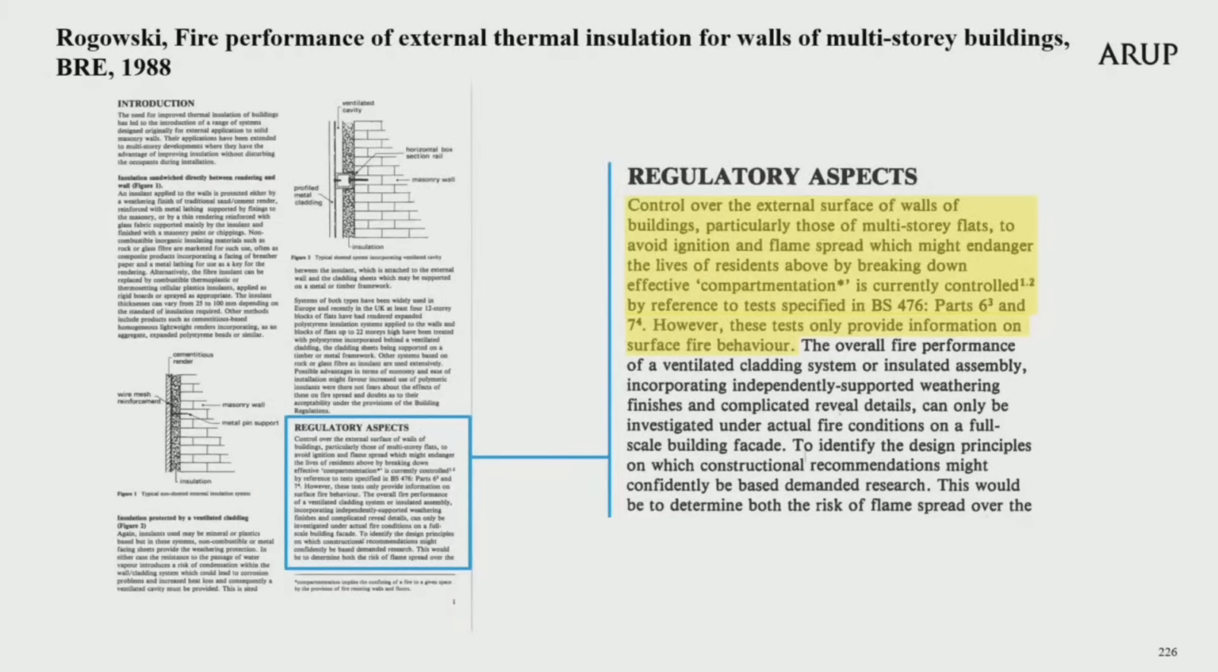Rogowski, as part of the introduction to the report, identified that control over the external surface of walls of buildings, particularly those of multi-storey flats, was controlled by reference to BS 476, Part 6 and Part 7. However, he advised that this only provided information on the surface fire behaviour, going on to state that the overall fire performance of ventilated cladding systems could only be investigated under actual fire conditions on a full-scale building facade.